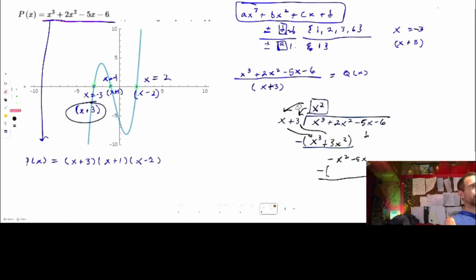Let's clean this up. In order to get negative 2x, you multiply with negative x. We need this to be a negative x, correct. Good job. That gives us a negative x squared here.